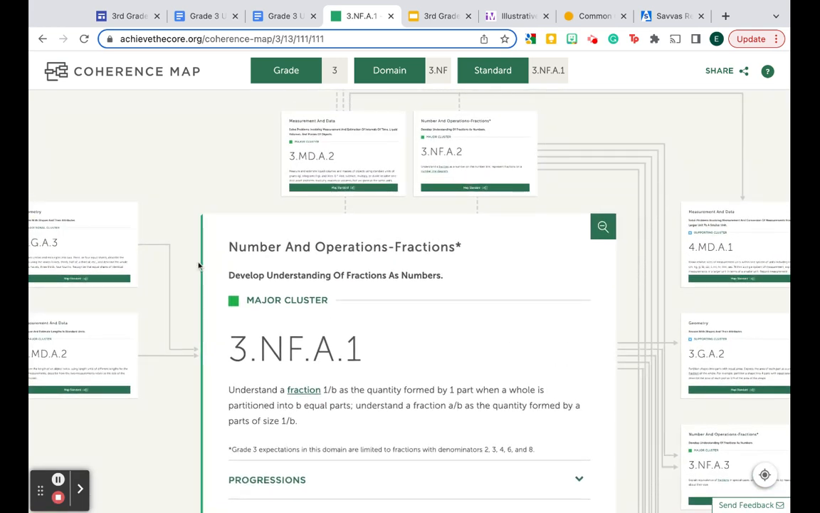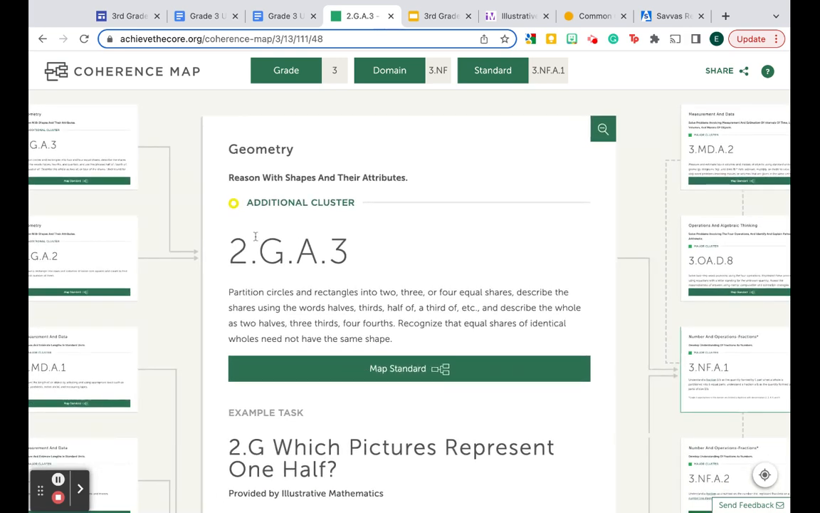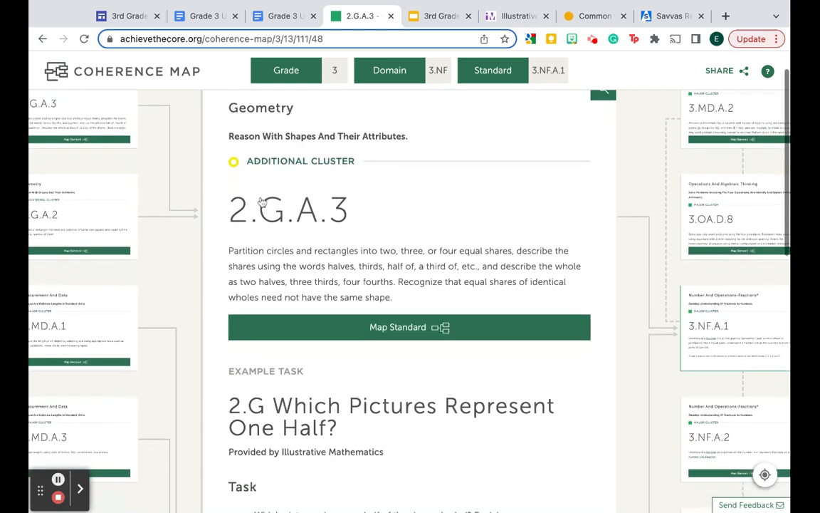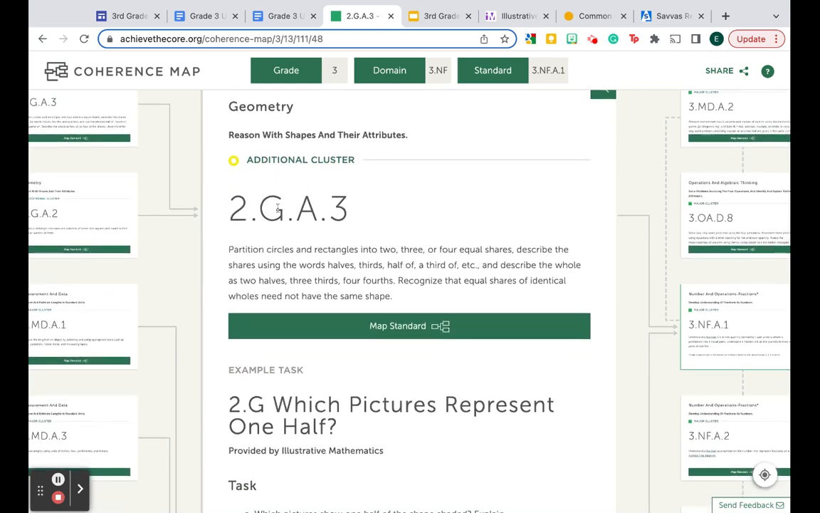What's super relevant, though, is this standard, 2.G.A.3. Now, it was an additional standard, which means that although second grade teachers should have taught it, they probably didn't emphasize it very much, and you might need to do a little bit of acceleration to support students in this area. Although students haven't officially worked with fractions where they do 1 with a bar over 2, they've used informal language about fractions. They've talked about partitioning shapes into equal shares. These are terms that students may be familiar with.